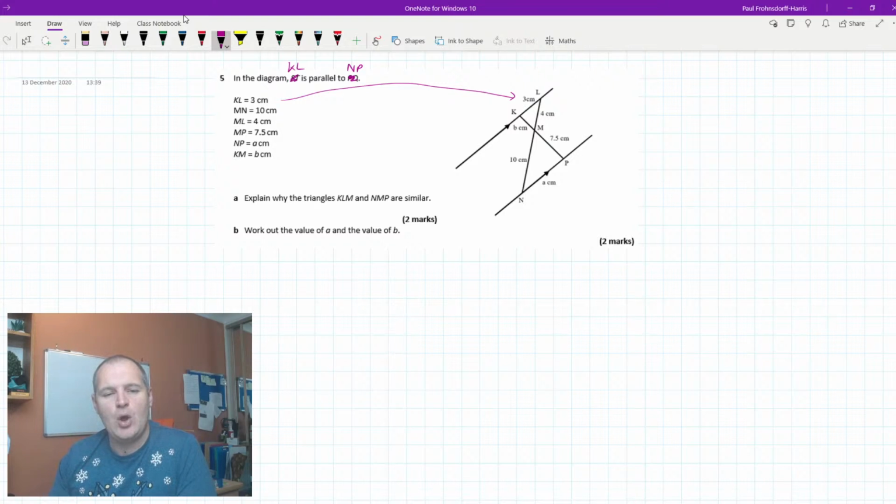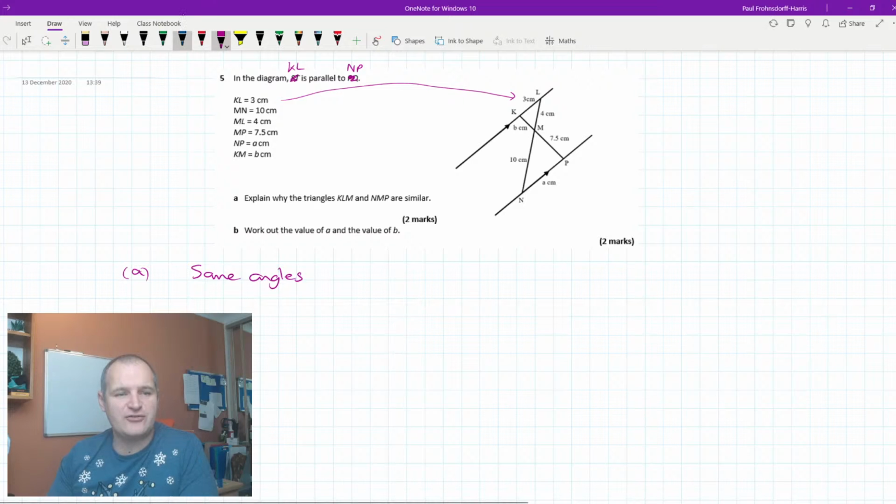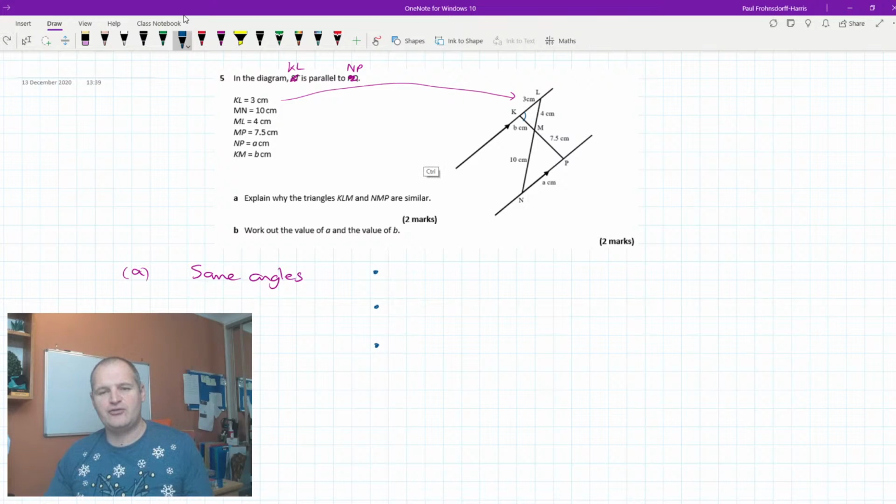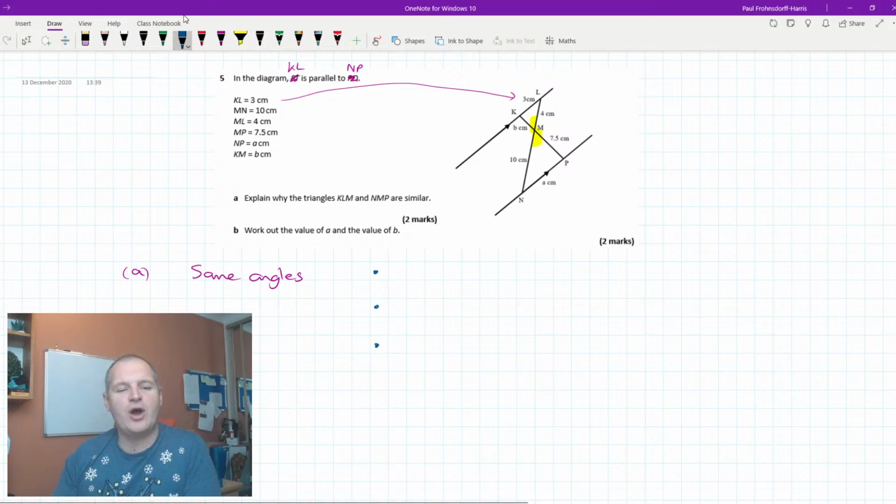It says explain why they are similar. Now to be similar, what we're looking for is the same angles. And there's only one way to do that. It's to check every one of the 3 angles individually. So we need to show that and that each have a partner. So what I'm going to do is use different colours because it's a video to show you which ones are the same. First of all, those 2 angles must be the same because they are opposite.